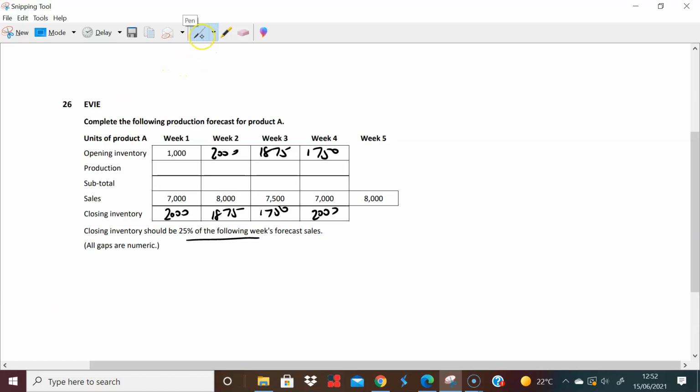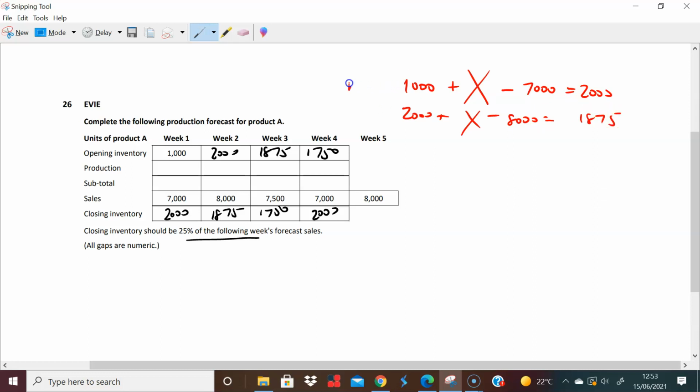So, just changing my pen color. The question here again is that I'm going to start off with 1,000 items. I will be producing a certain number. I will then sell 7,000 and I will have 2,000 left. The question is simply what is this figure? In fact, I'm going to do that for all of them right now. 2,000 plus X minus 8,000 is equal to 1,875.